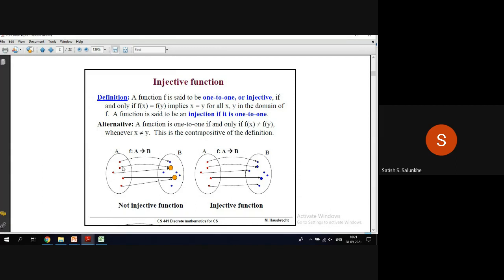This is not happening here for this element, because one element from this is belonging to one element here, and one element from this is belonging to one element here. But this element is not having only one element associated with it. There are two elements that are associated here. Therefore, it is not one-to-one.